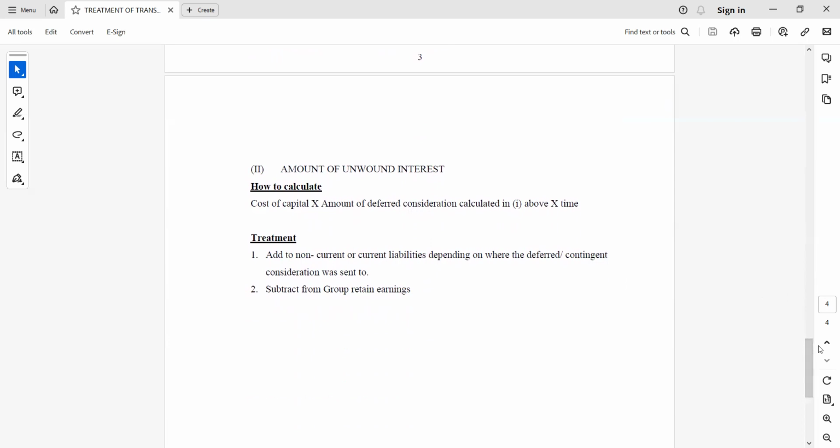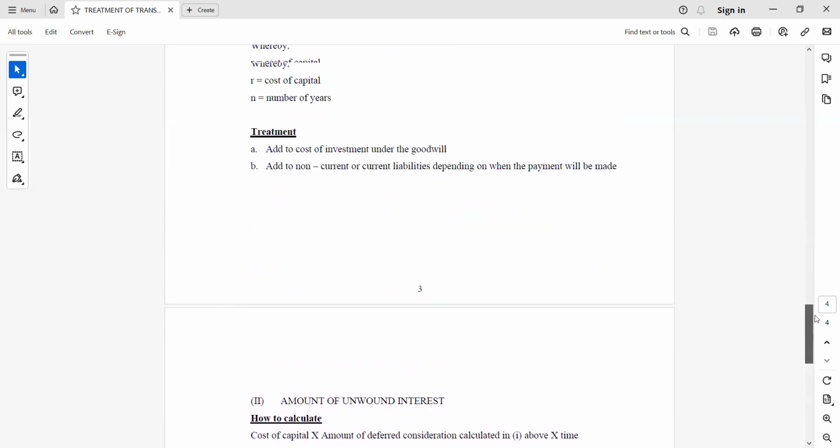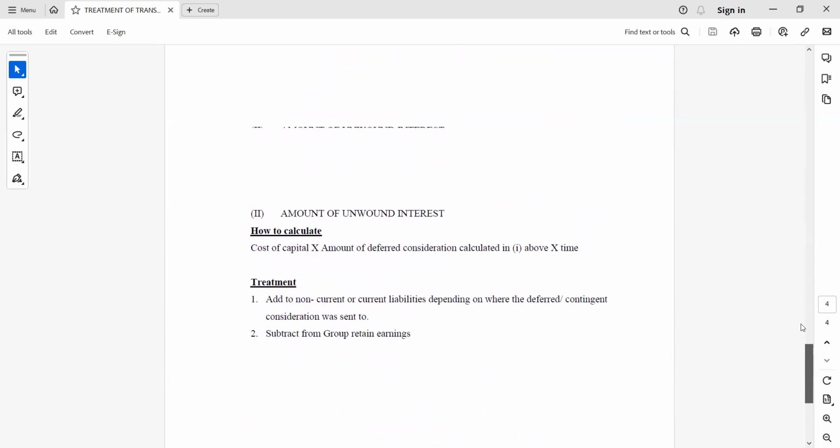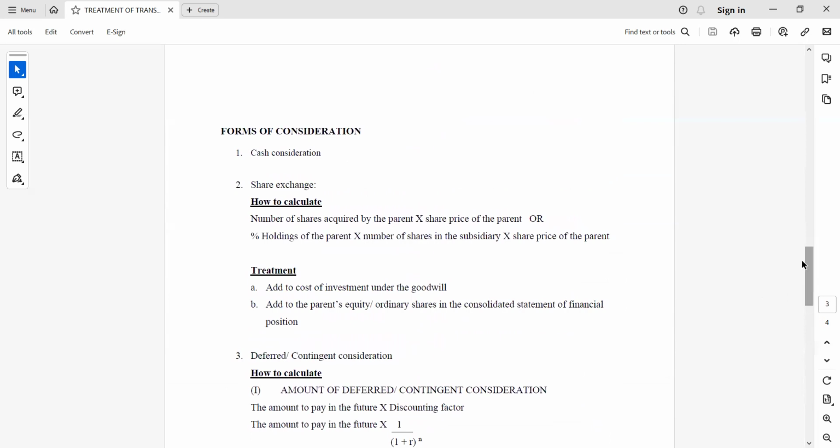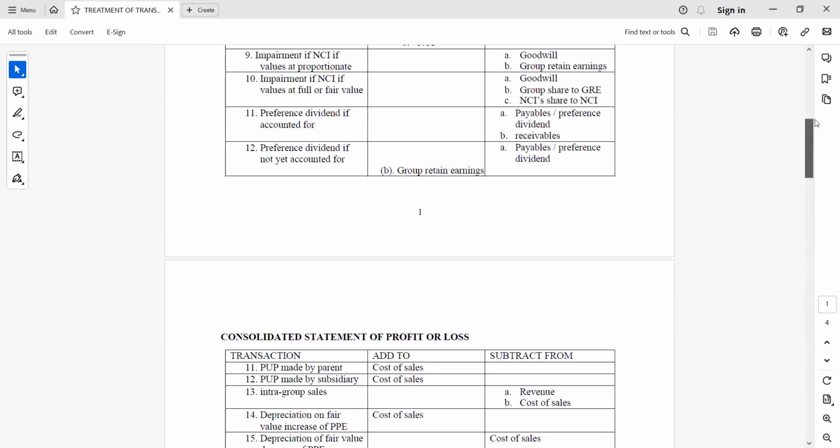Yes. Then we have the amount of unwound interest. Once there's a deferred payment, there's going to be an unwound interest, which is going to be the cost of capital times the amount of deferred consideration calculated above. So basically, we will take a question in our next video to demonstrate this adjustment so that it makes it easier for you.